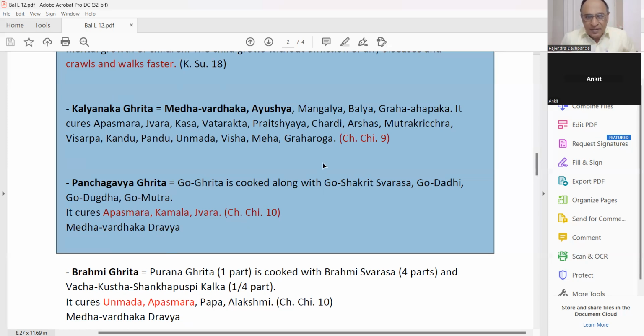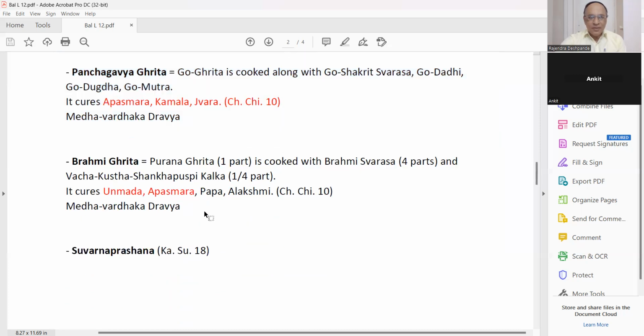I will wait. Once again, come on. Kalyanaka Ghrita, Panchagavya Ghrita, Charak Chikitsastan, chapter 9 and chapter 10. Kalyanaka Ghrita, Charak Chikitsastan, chapter 9. Panchagavya Ghrita, Charak Chikitsastan, chapter 10. Please write down. Then this is Medha Vardhaka Dravya.